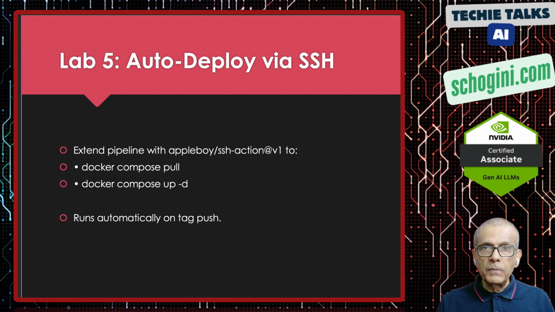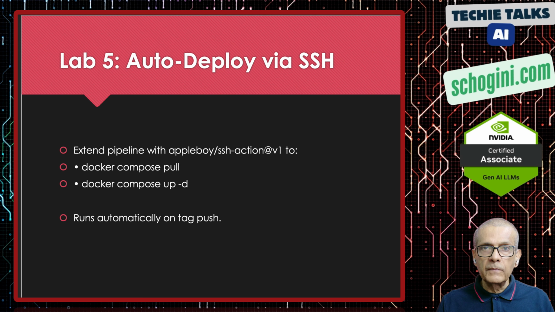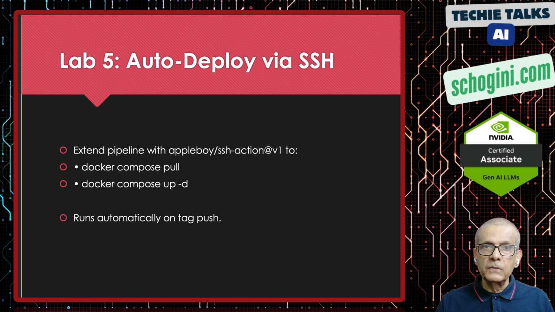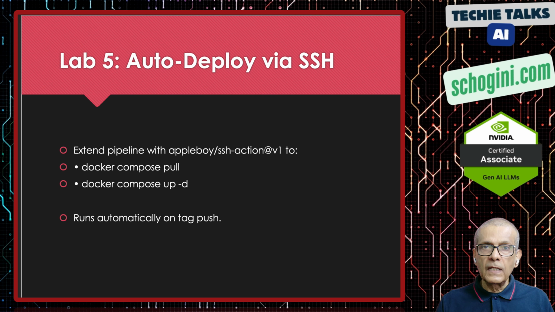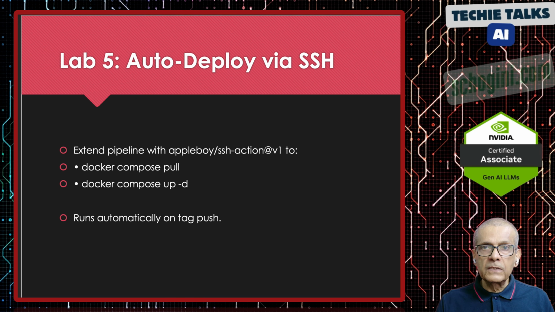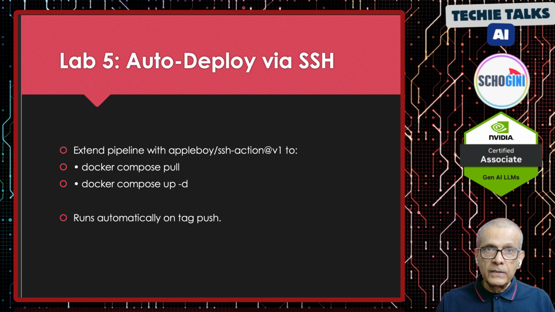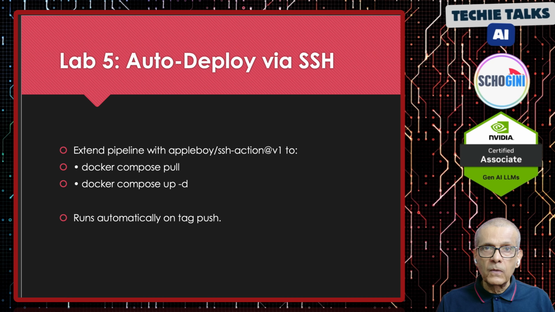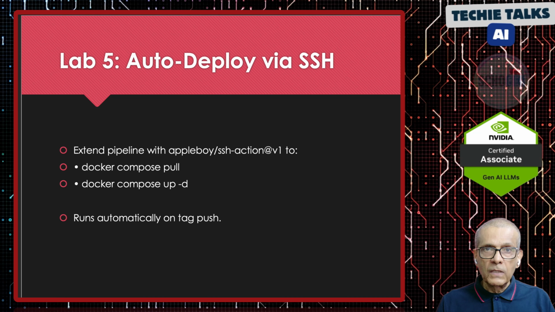Lab 5 is auto deploy via SSH. The final lab, here the real world deployment, we use appleboy/ssh-action@v1 to connect to a remote server, pull the latest Docker image and restart it. With this, your application goes live the moment you tag a new release. This is full automation from code to production, all in one workflow.